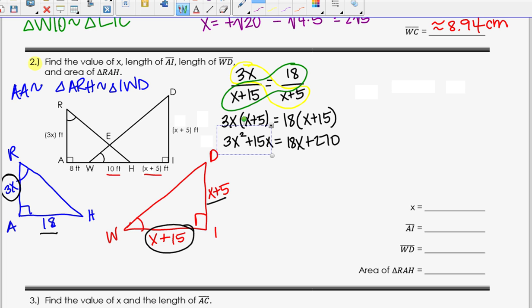Okay, so now, yay, we have quadratics. How exciting is that? We want to bring everything to one side because remember, in order to solve a quadratic, one side has to be 0.